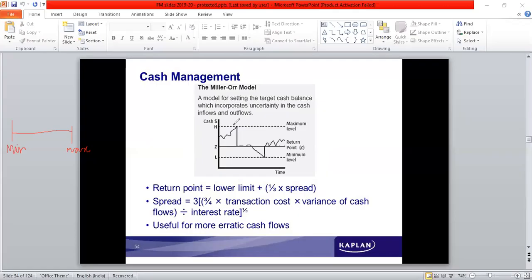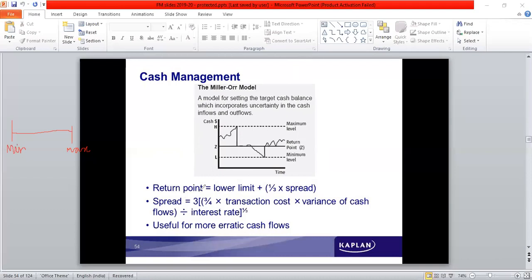Fine. So the formula looks complicated, but you don't have to be worried about that. The formula of the Miller Orr model of cash management is given by this formula. But what does this model basically talk about?